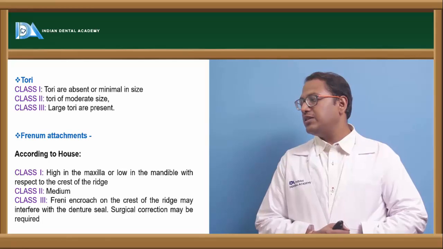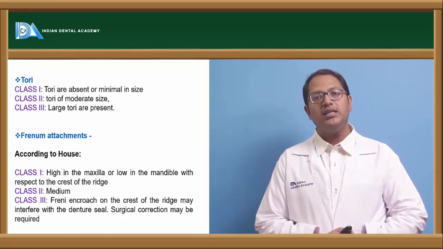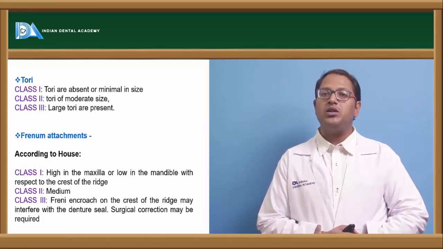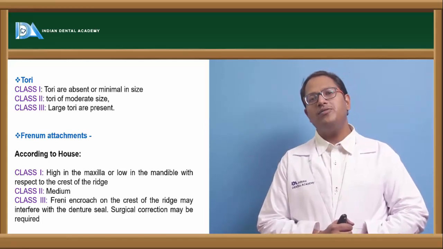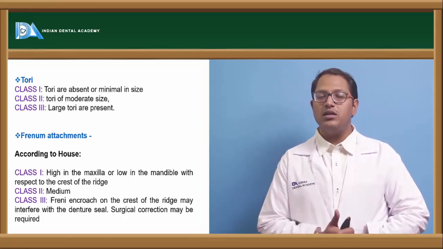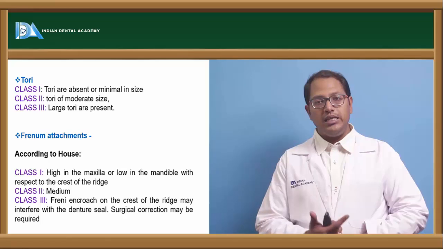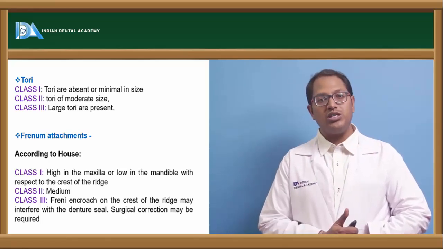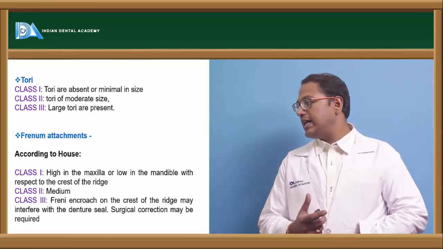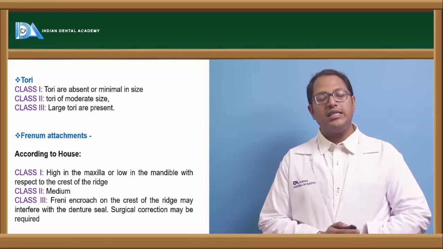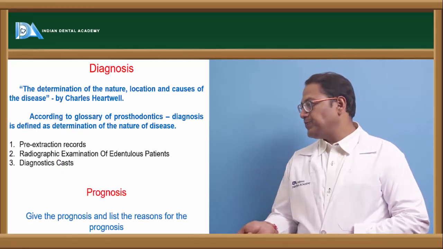So frenal attachment is classified again into class 1, class 2 and class 3. Class 3 is the frenal attachment on the ridge. Now why will a frenum come onto the ridge? Either the ridge has subsided down because of resorption, or the frenum itself has grown to that particular position. These can also be thought of as corrected surgically before starting any treatment planning.